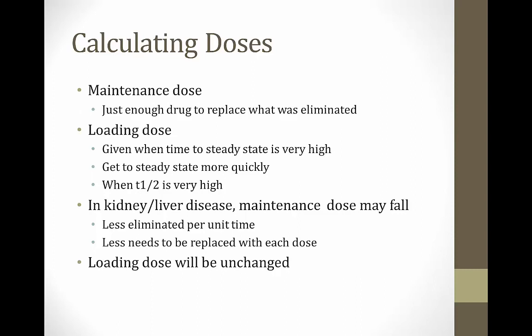The first thing you need to know is that there are 2 types of dosages we talk about. The first is called the maintenance dose, and that's a dose that's just enough to replace what was eliminated. In the example I just showed you on half-lives, that would be the 10 milligrams, and we want to get to steady state where we're replacing the 10 milligrams that gets lost with each half-life.